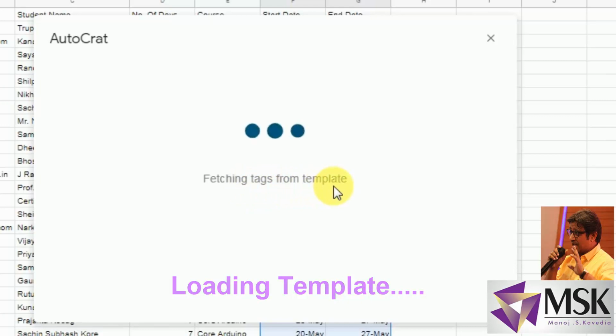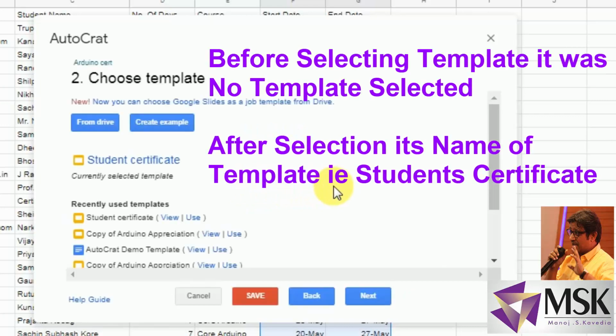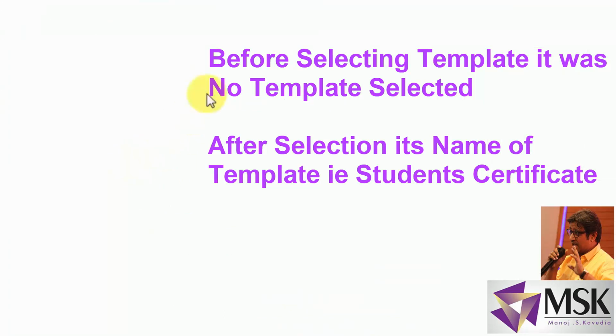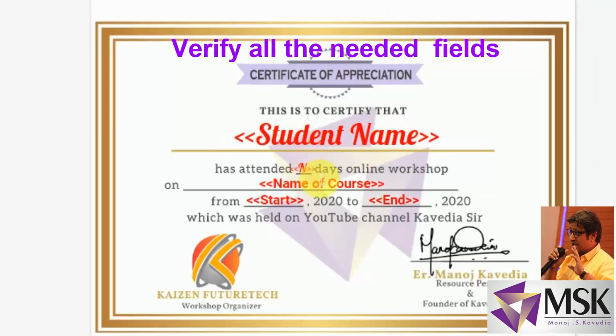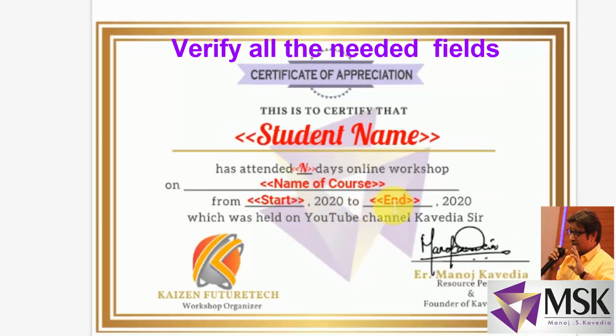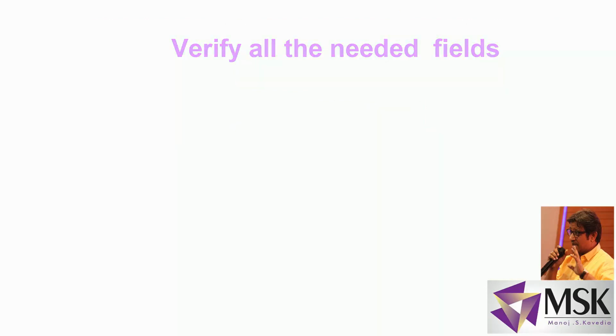So it says fetching the tags from the template. Tags means the student name, number of days, start, end date, course name and all those things. So you can see here the student certificate is selected. Previously it was no template and now it is student certificate. So you can see the tags, student name, number of days, name of the course, start and end date.